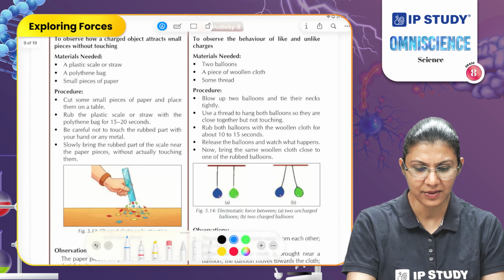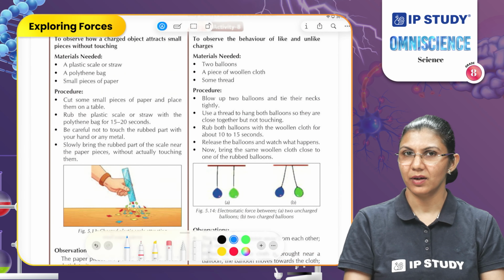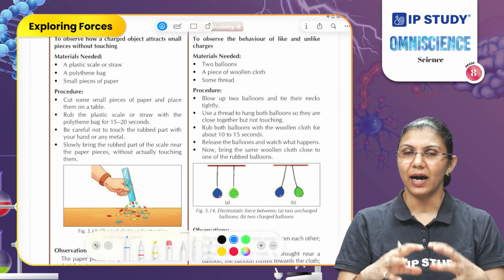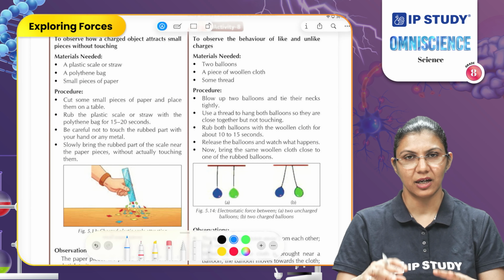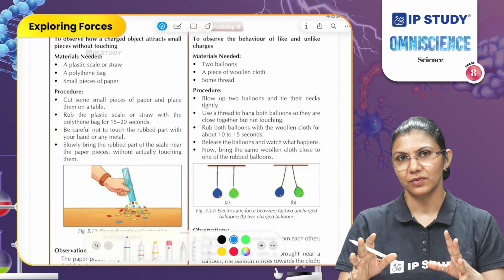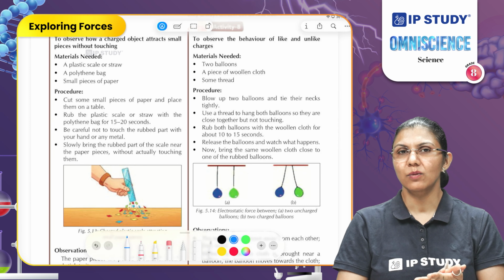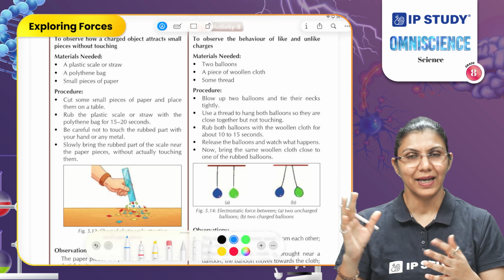How can we test this? Take a paper, tear it into small bits and leave it over a surface. And now take a plastic ruler. Rub the plastic ruler with a woolen cloth or with your hair.